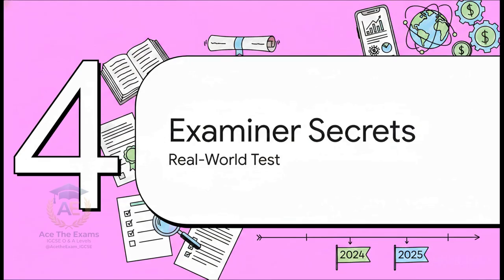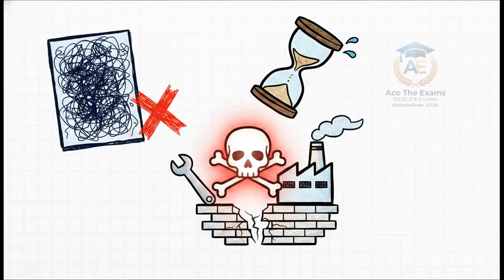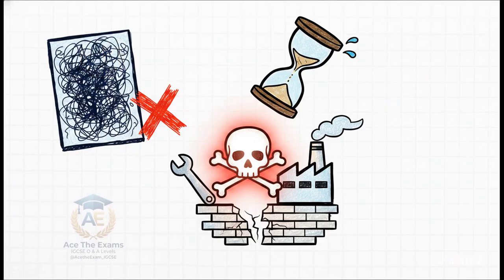Okay, Section 4, Examiner Secrets and FinTech, the Real-World Test. It's time to reveal some exclusive examiner secrets from the 2024 and 2025 reports. Listen closely to these vital pieces of insider intelligence. First, poor handwriting in ledger accounts literally loses marks. If we can't read your balance brought down, we just cannot award the point. Second, poor time management across question weightings will absolutely sink your grade.